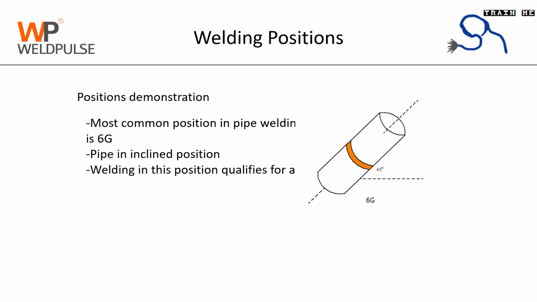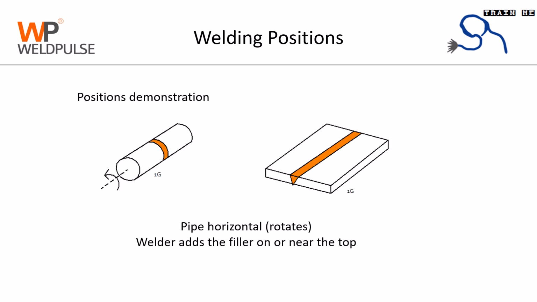The most commonly used position for qualification of a welder is 6G. This is an angled or inclined position at 45 degrees. Welding in this position qualifies for all other positions. You would mostly be encountering welder qualifications in this position. Moving on to other positions of welding.